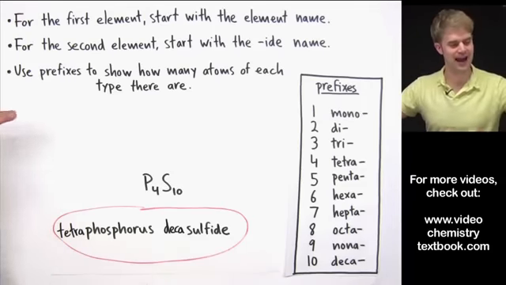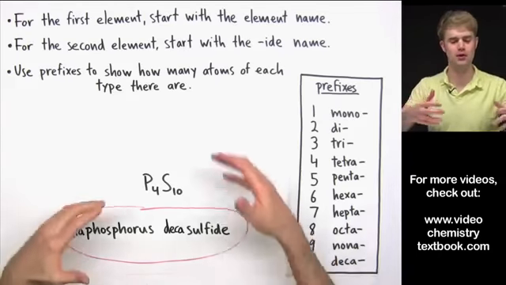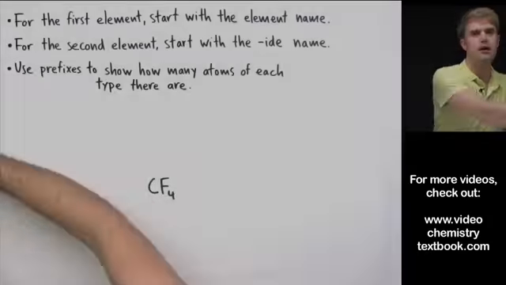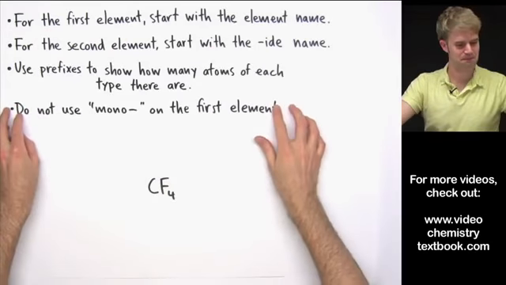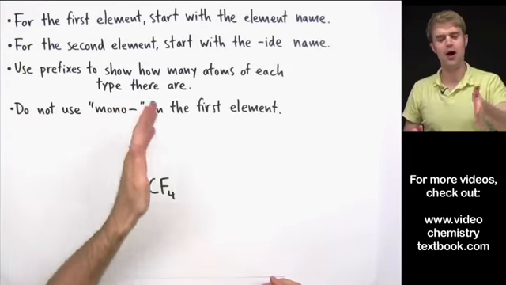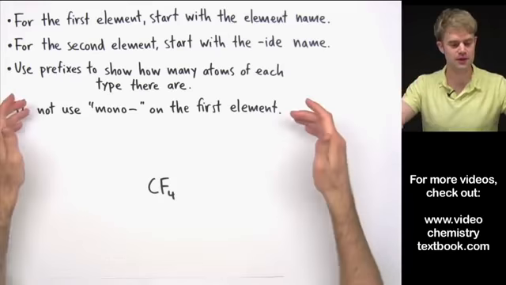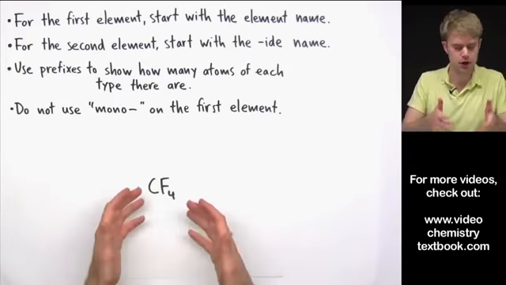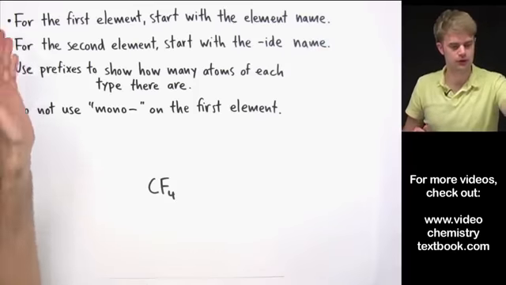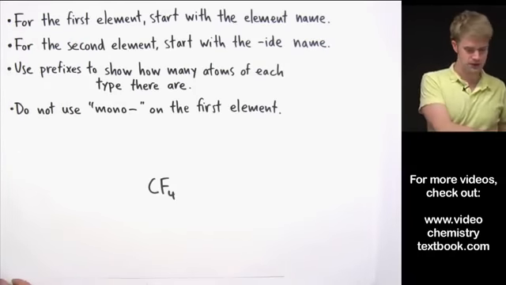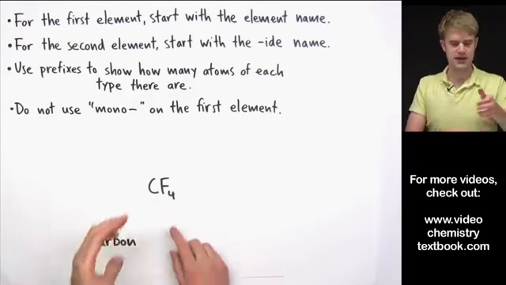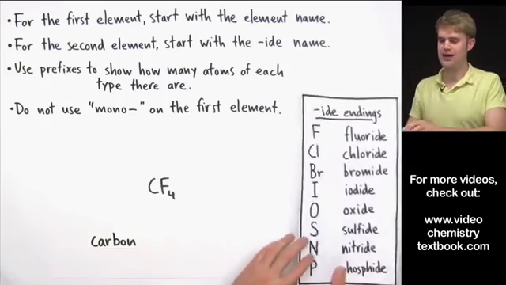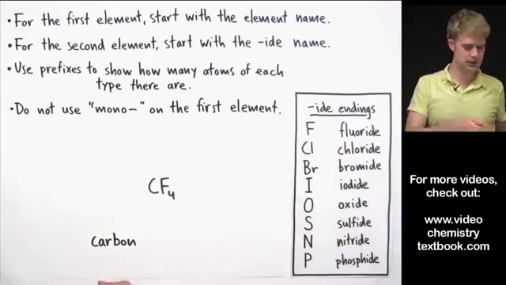Let's move on. We're going to add a couple more steps to deal with more complex formulas. Here's the next step: do not use mono on the first element. I'm going to show you what this means by working through naming this formula. We'll start it off just normally. For the first element, start with the element name. That's carbon. And then the second element, which is fluorine, we use the IDE name, which in this case is fluoride.